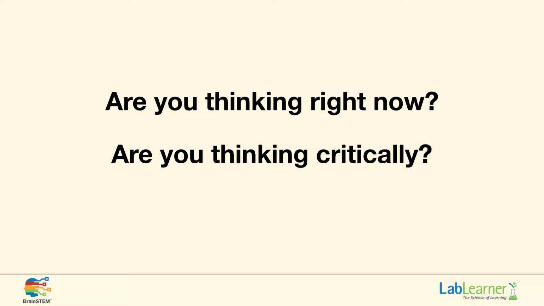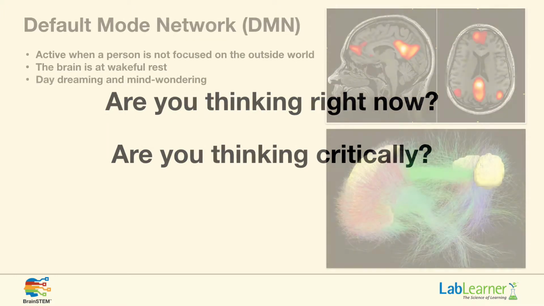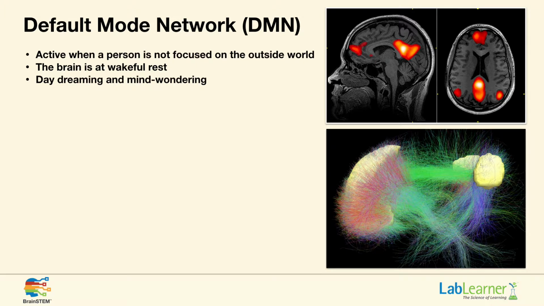Well, the thing is that there is no doubt that you were thinking when you walked in here, but it's unlikely that you were thinking critically, because critical thinking is something that requires specific control of our cognitive function. It's not something that we do by default. What we do by default is what has become known as the default mode network, or DMN. And this is what our brain does when a person is not focused on anything in particular in the outside world, when your brain is essentially at wakeful rest.